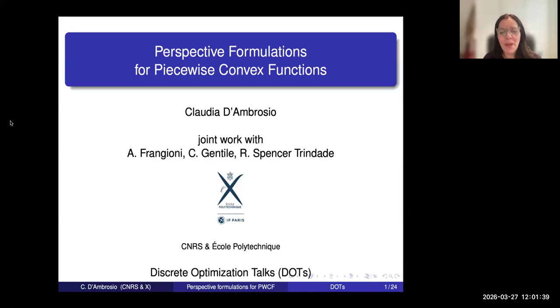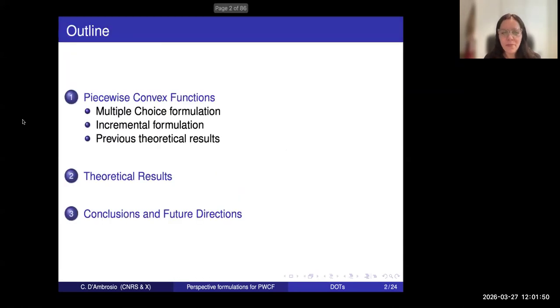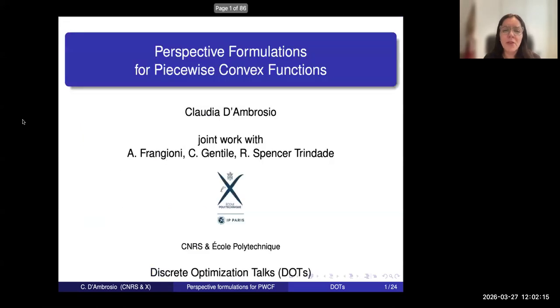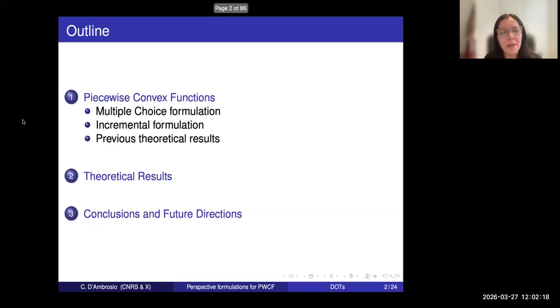So today I'm going to speak about work where I compare strong formulations for piecewise convex functions. I will introduce some motivation, then focus on two kinds of formulations, summarize some previous theoretical results, and then move to the new contribution, and then conclude and briefly summarize what we are currently working on. This is work with Antonio Frangioni, Claudio Gentile, and Renan Sperse and Trinidade.